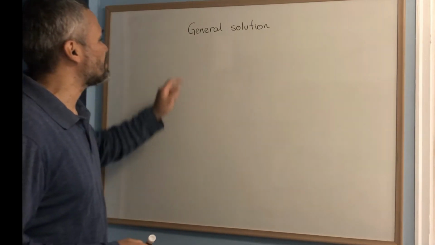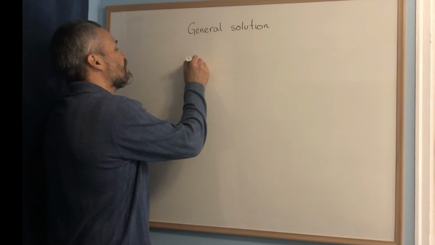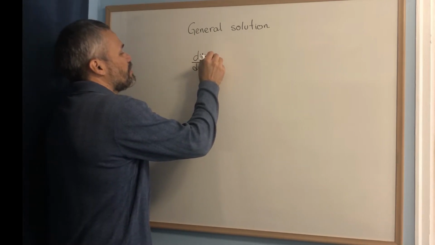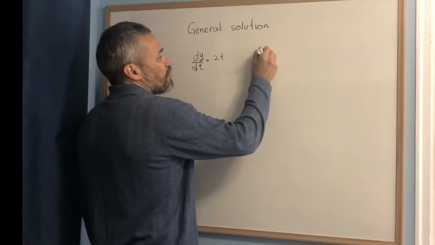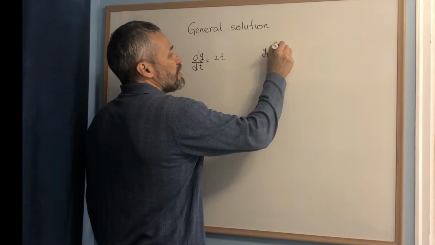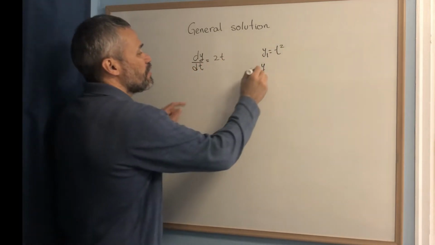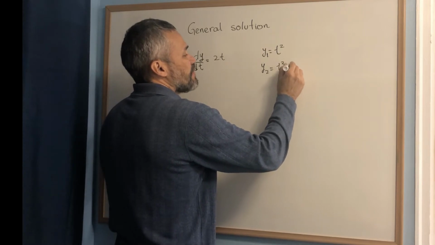In this video, we will explain the notion of general solution. We have noticed that given a differential equation like dy/dt = 2t, we have many solutions. An example is y1 = t squared. This satisfies the differential equation, or y2 = t squared plus 5.